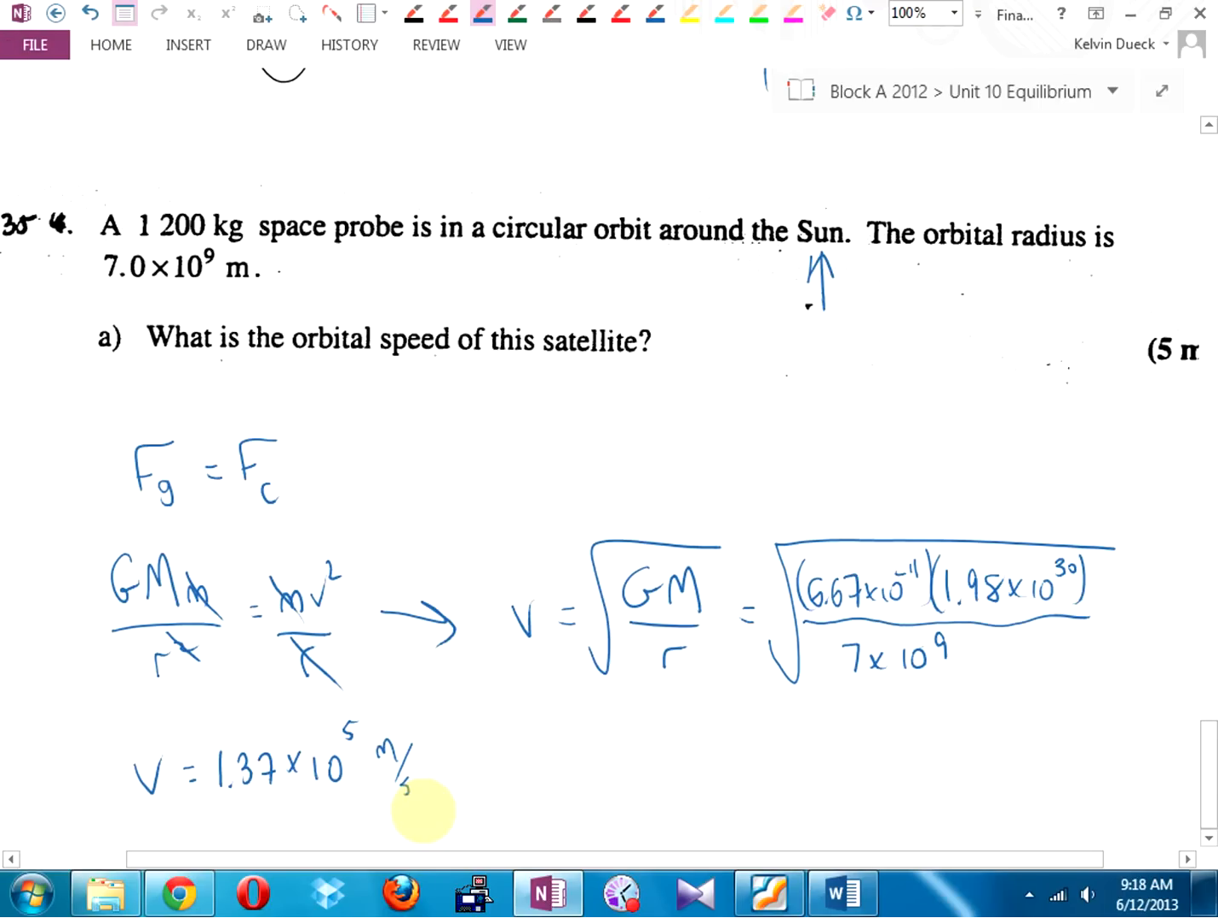This was a part A for 5 marks. I think part B was find the period or something like that. Start out with the same approach. Use the period equation. Be careful when you cross multiply.